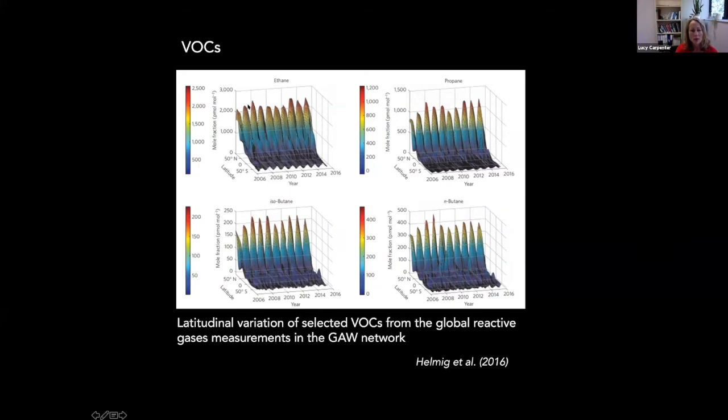And so with these sort of humps here, you can see a strong seasonal cycle in all the VOCs. This is because they're lost in summer due to reaction with the OH radical. That's clear in all of those cycles. And yeah, a very strong north to south gradient.